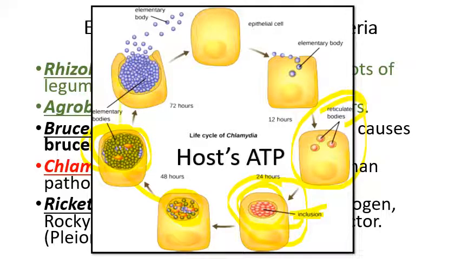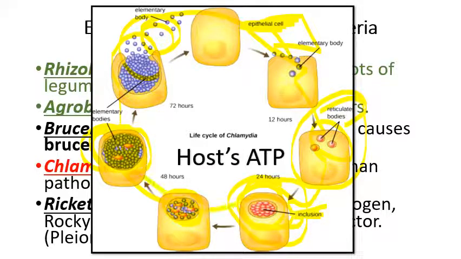And then the elementary bodies burst out of the cell and infect new cells, usually epithelial cells. Then they get inside and form new reticulate bodies, which lead to new inclusion bodies, which lead to new elementary bodies, which come out and infect other cells. And that is the life cycle of chlamydia. Chlamydia trachomatis, for example.